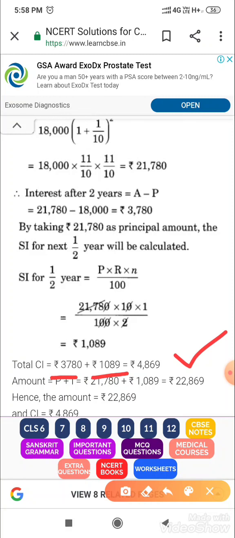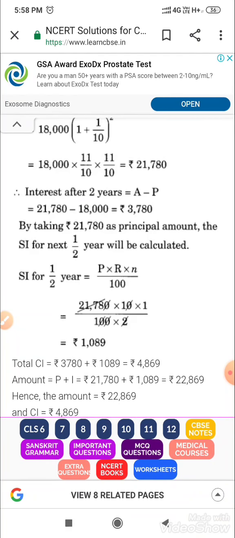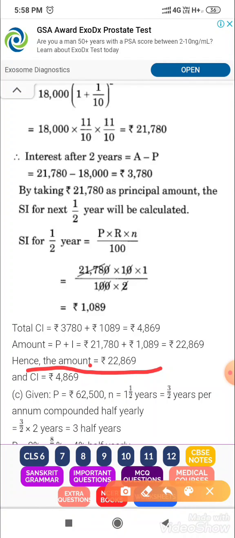So total CI is rupees 4,869. For calculating amount, we have to add principal and interest. So principal after 2 years is 21,780 and the interest is 1,089. After adding this, we have 22,869. So total amount is 22,869 and CI is 4,869.